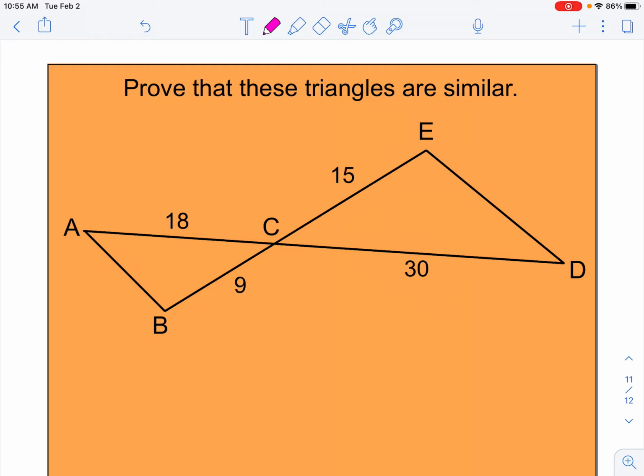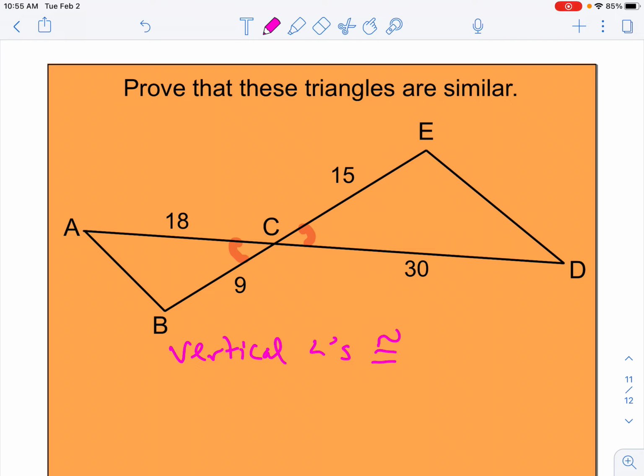All right, prove these two triangles are similar. Notice you do not have parallel lines here. But remember, you do have vertical angles. And so we know that vertical angles are congruent. So we have that angle.